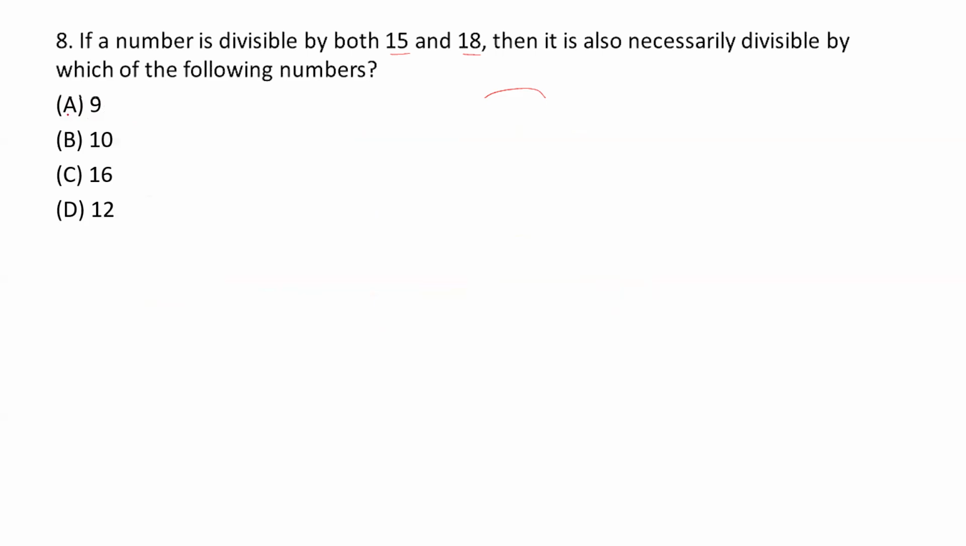Next, if a number is divisible by 15 as well as 18, then it is also necessarily divisible by which of the following numbers? So how will you check? If a number is divisible by 15 as well as 18, then it should also be divisible by the LCM of these two numbers. Just calculate the LCM of 15 and 18. I have already taught you how to find the LCM.